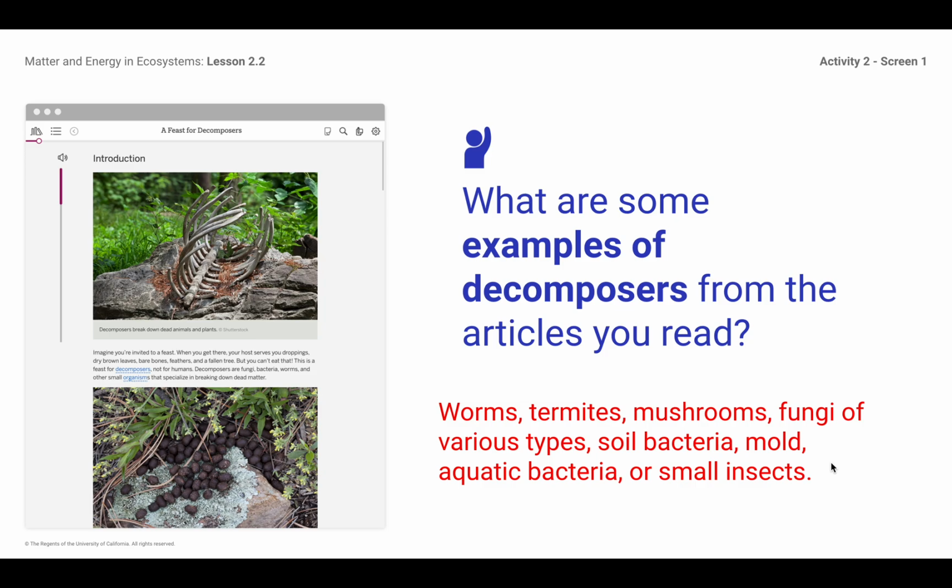Mold is a type of decomposer. There's aquatic bacteria, which is pretty interesting when you think about all the marine life, the aquatic life that dies and has to get broken down somehow. So there's bacteria in the water, and there's also small insects.